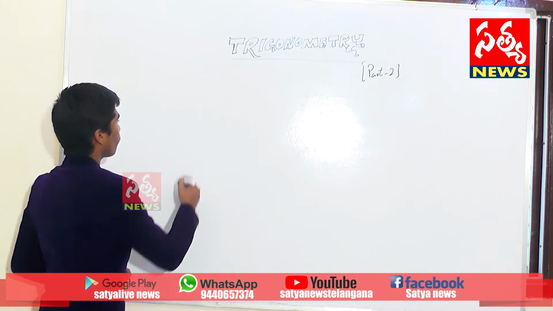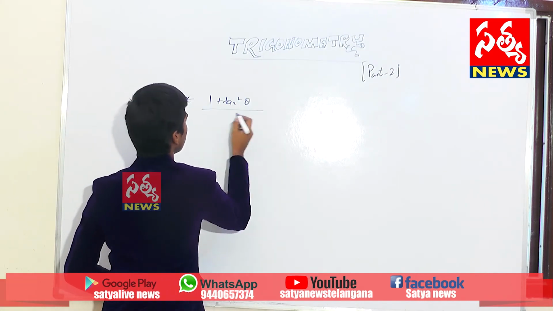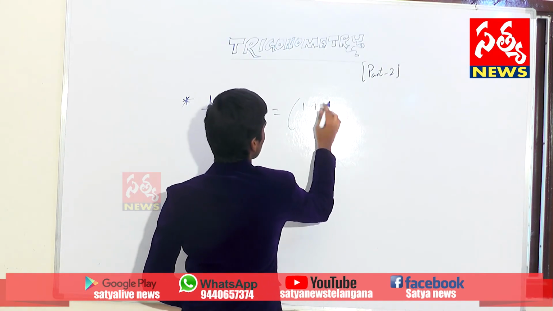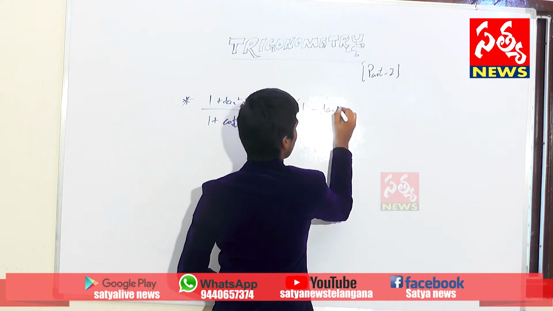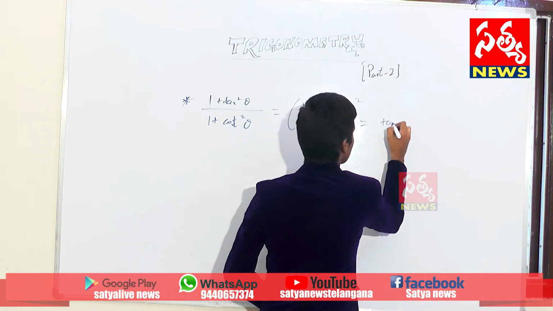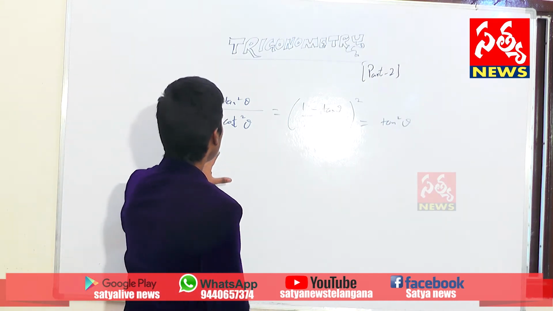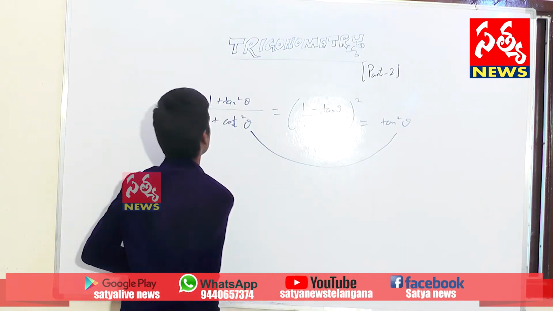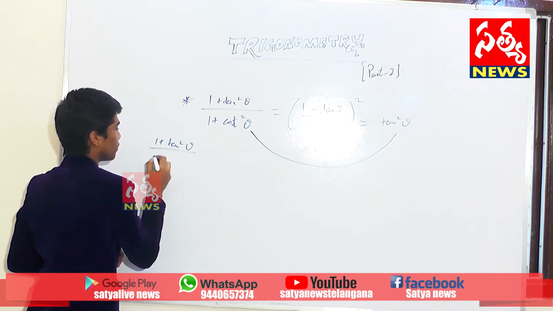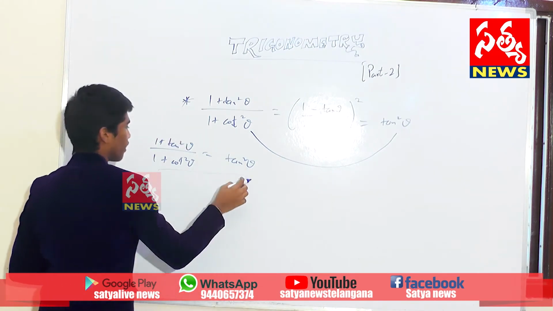Now let's discuss one more problem. (1 plus tan square theta) by (1 plus cot square theta) is equals to ((1 minus tan theta) by (1 minus cot theta)) whole square is equals to tan square theta. We have to prove all of these. First of all, I want to prove the first two. So let's take (1 plus tan square theta) by (1 plus cot square theta) is equals to tan square theta. This is the one we have to prove.